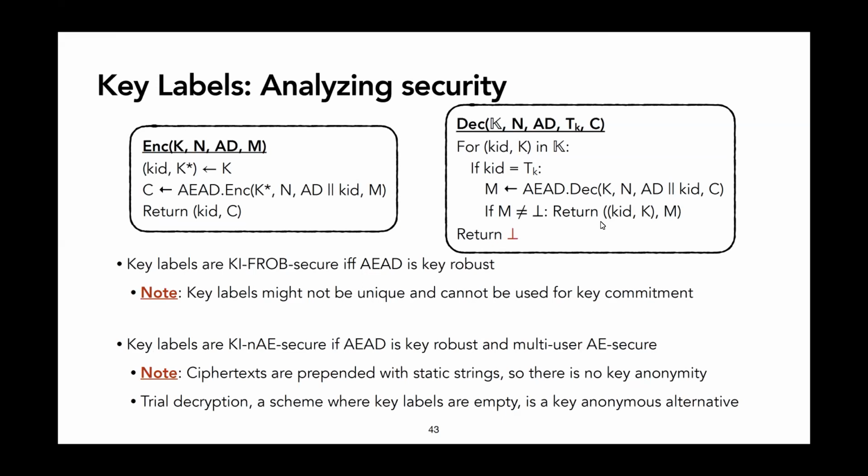If that's desired, however, you could use instead a trial decryption scheme, which is where key labels are simply empty and you iterate through every single key. This adds extra overhead, but it provides key anonymity.